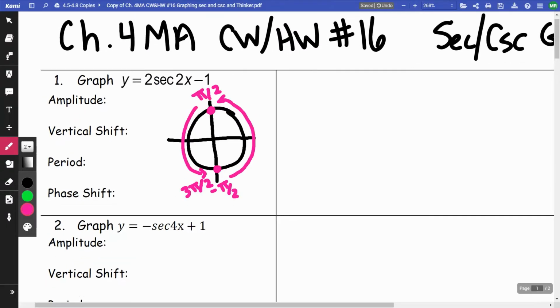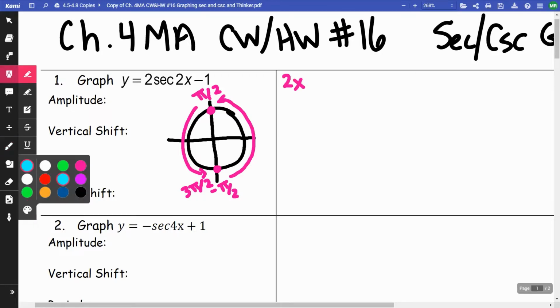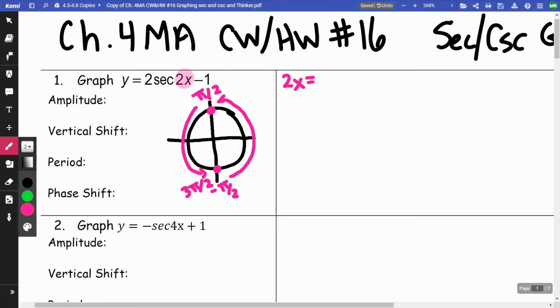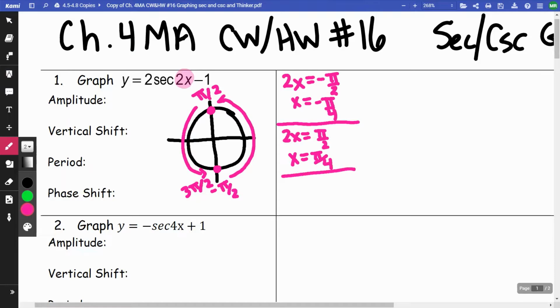So if I was to take 2x from right here and set that equal to where my asymptote normally would have been at negative pi halves, I work that out and I get x is equal to negative pi fourths. Okay, that's where I'm going to start. I could also set that equal to a positive pi halves to see where my second asymptote would be, and that would be at a positive pi fourths. And then I could set equal to a 3 pi halves, and that's going to end up at 3 pi fourths. That's where my asymptotes are going to be.